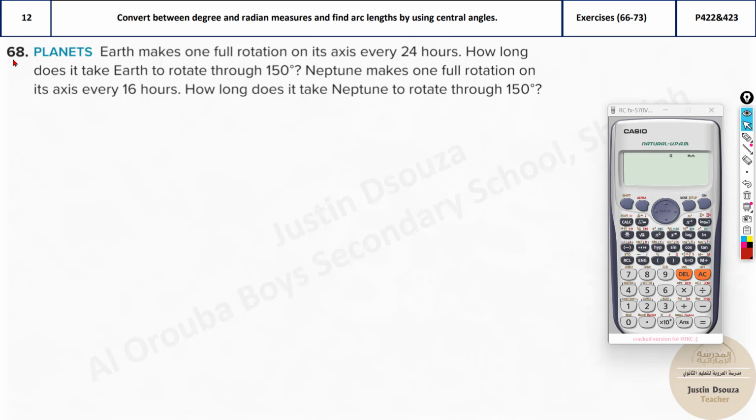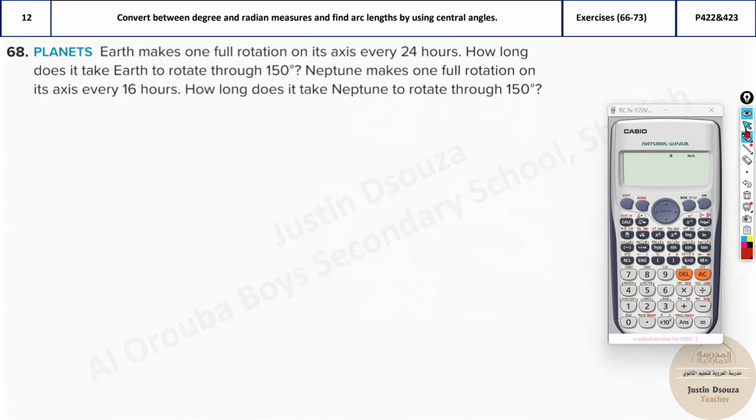We go to this 68th question about planets. Earth makes one full rotation on its axis every 24 hours. How long does it take Earth to rotate through 150 degrees? Neptune makes a full rotation on its axis every 16 hours. How long does it take Neptune to rotate through 150 degrees?